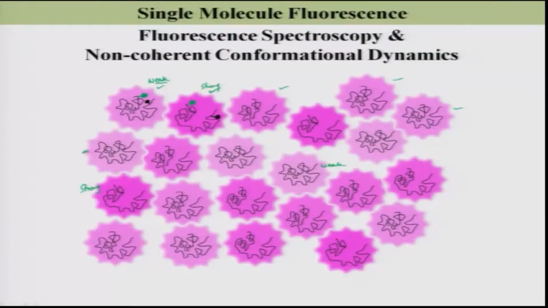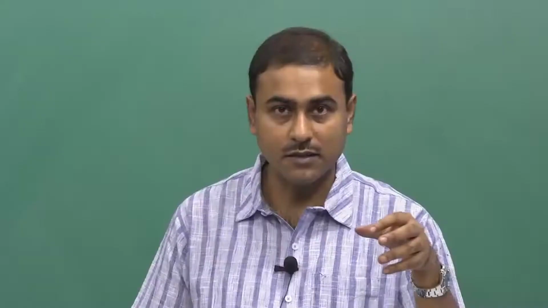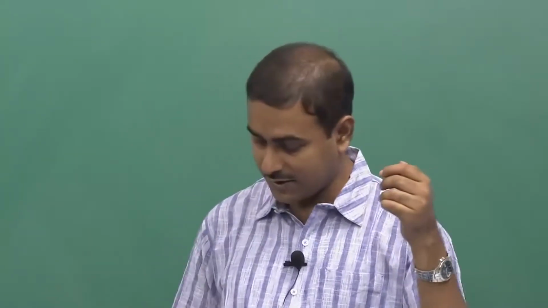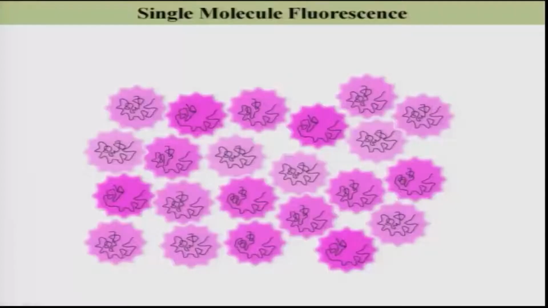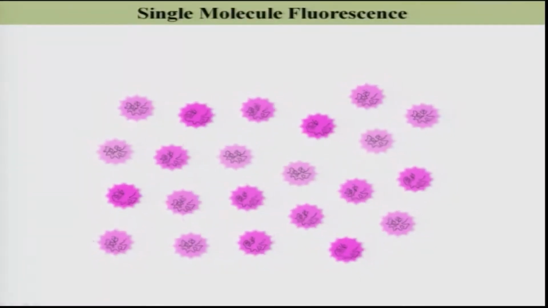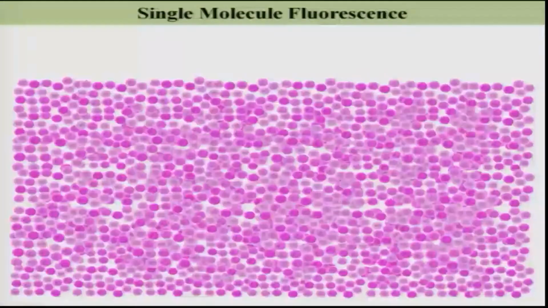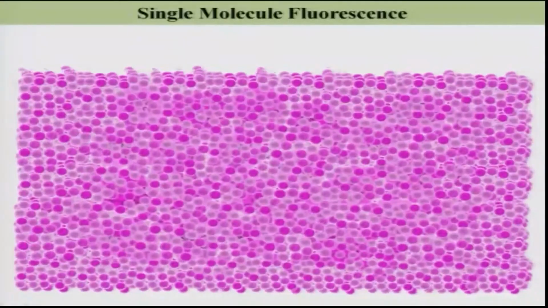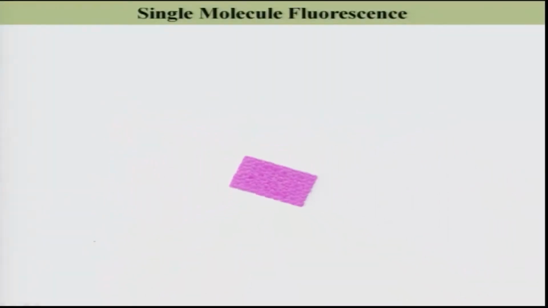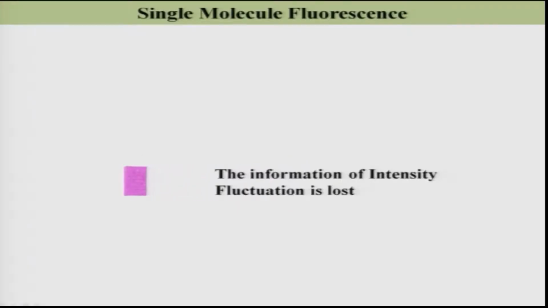Consider you have Avogadro number, let us say micromolar, so 10 to the power 17 molecules per liter. In such a case, let us see this animation. You have several such molecules, a huge number, 10 to the power 17 molecules present in the solution. From far apart, I cannot distinguish the different colors of different biomolecules present in my sample.